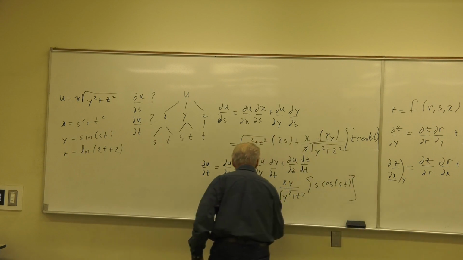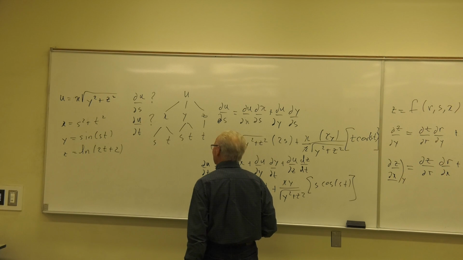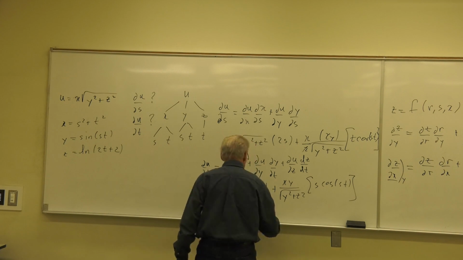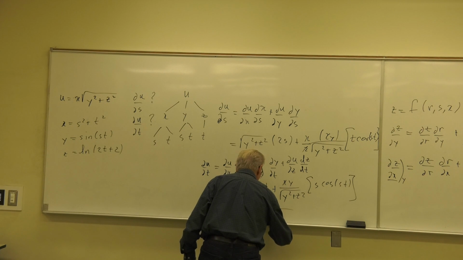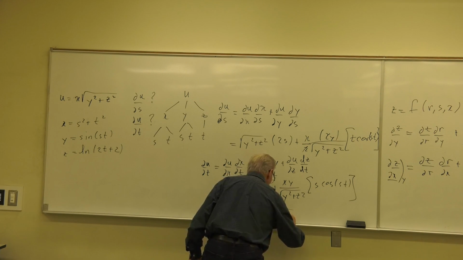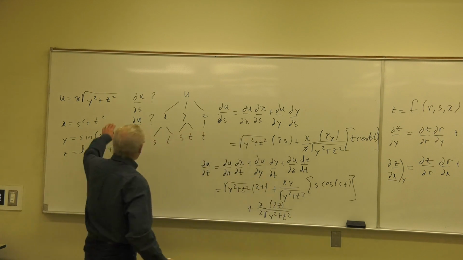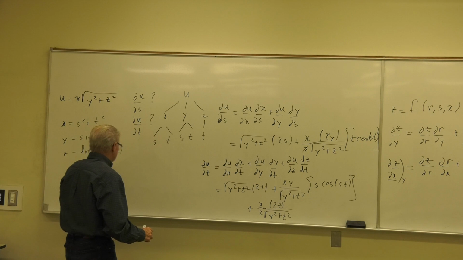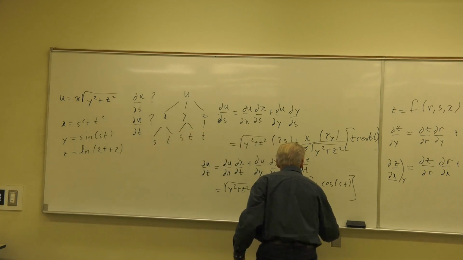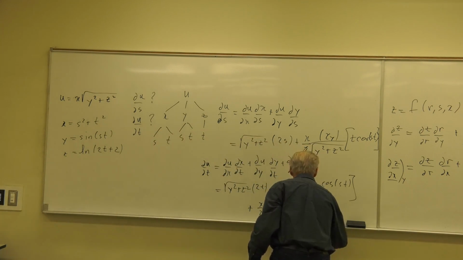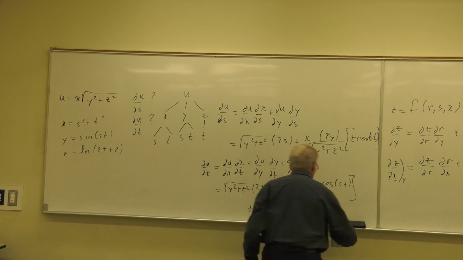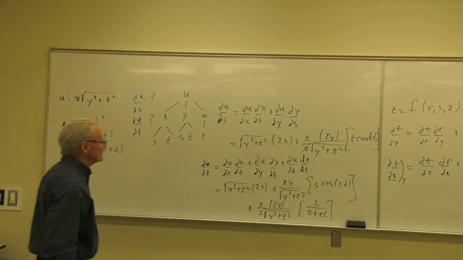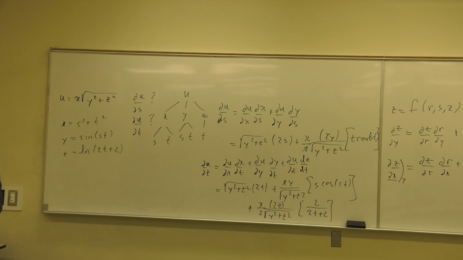That's that. Plus ∂u/∂z, x. Bring down the power. Lower the power by 1. Differentiate what's under the power, 2z. That's ∂u/∂z. Multiplied by ∂z/∂t, 2 over 2t plus 2 for the derivative of the log. And there it is, unsimplified. Getting the idea?